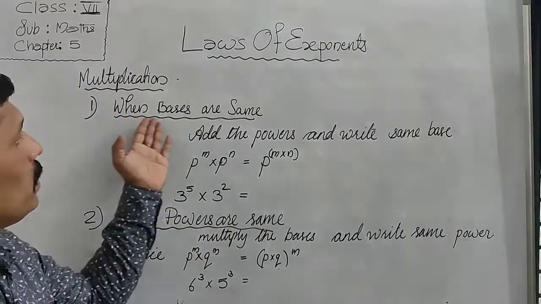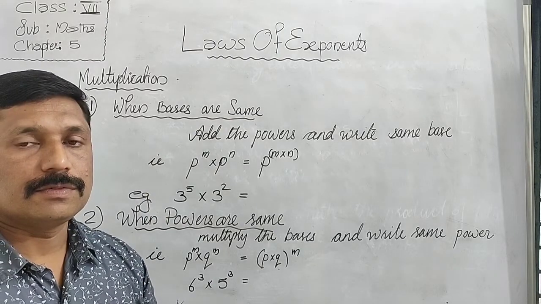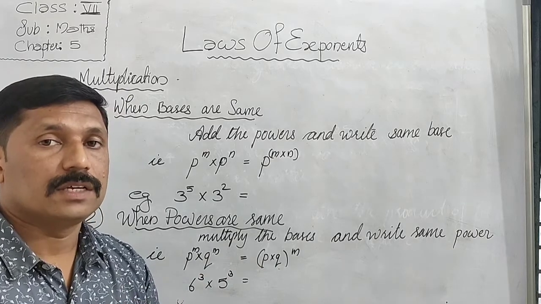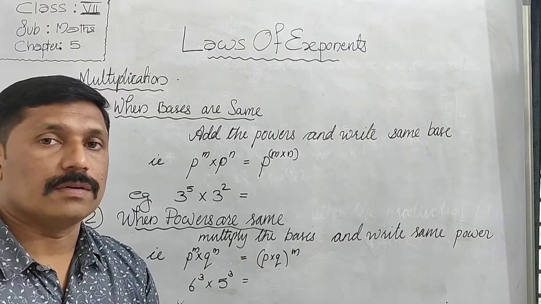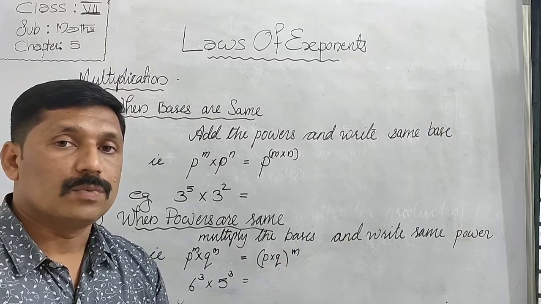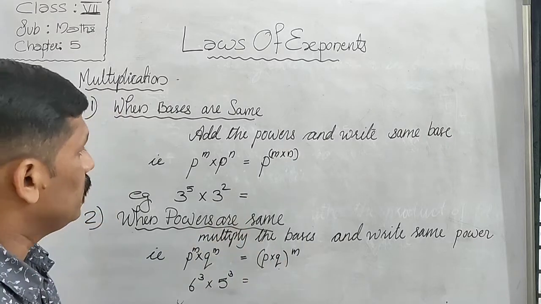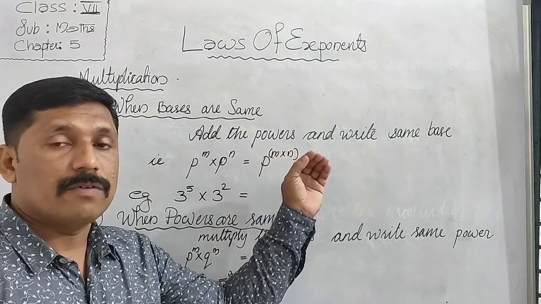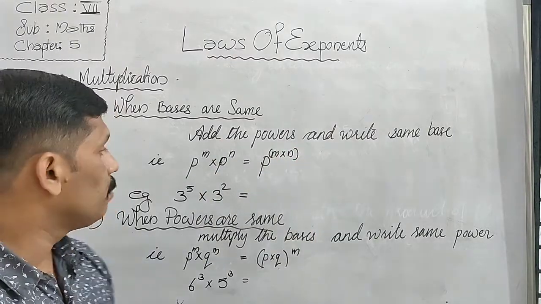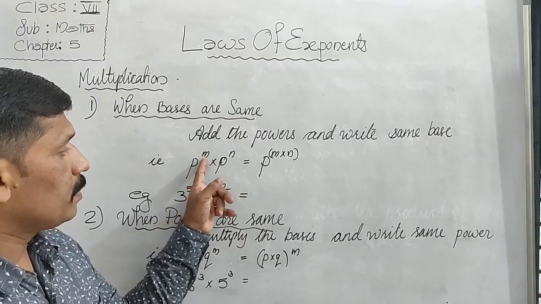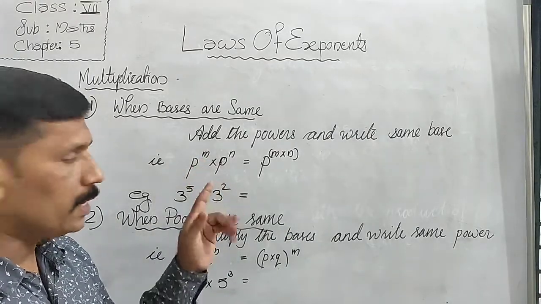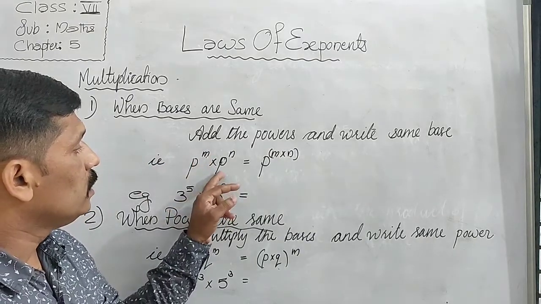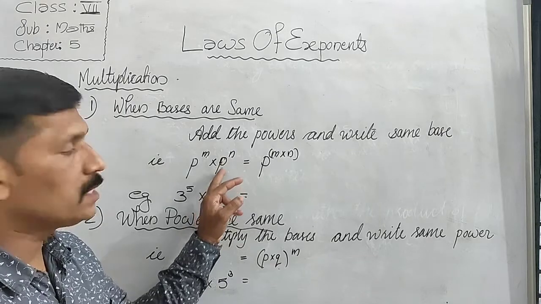In multiplication, when the bases are the same, when we multiply two numbers with the same base, what is the rule? At that time, students, we add the powers and write the same base. Example, p power m. P means any number, and m is the power, into p power n. Here p is the base and n is the power.